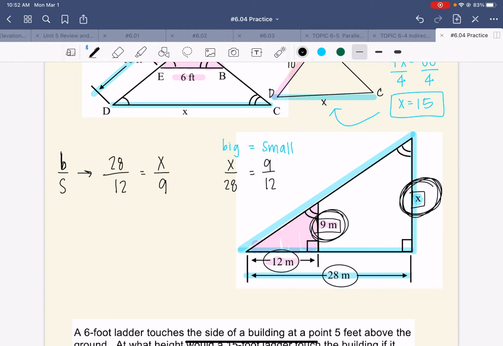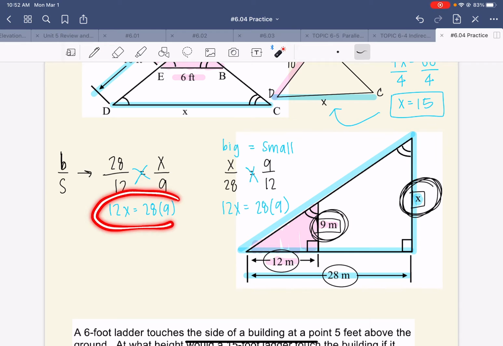Either way, guys, you're going to get the same equation. When I cross multiply, I get 12x equals 28 times 9. When I cross multiply this one, it's 12x equals 28 times 9 as well. So regardless of how you do it, you're still going to get the same cross multiplication product in the end.